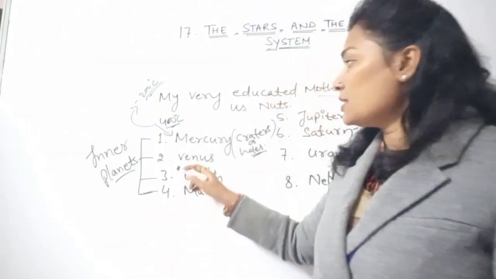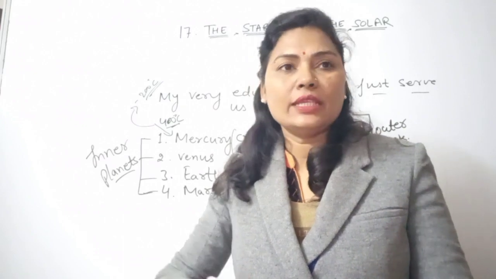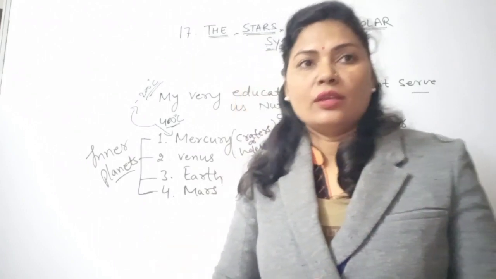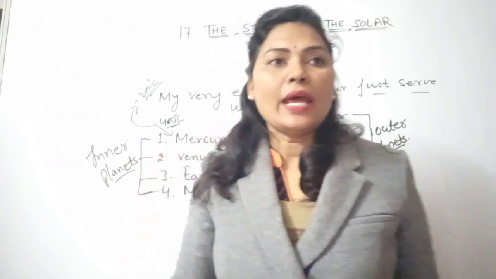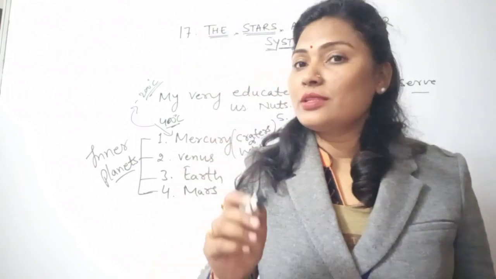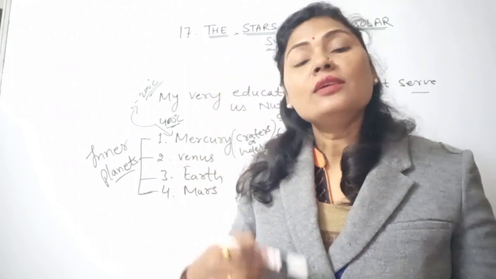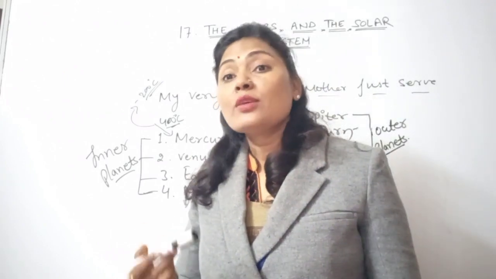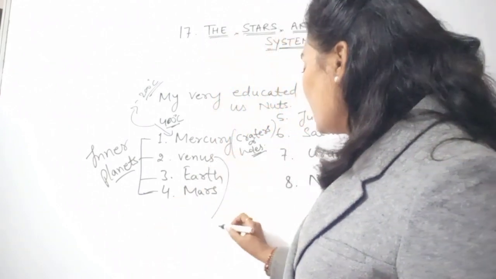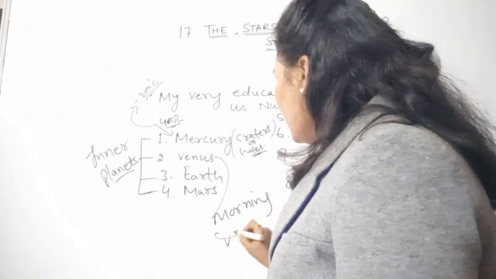So what happens? Venus is after Mercury, and it is hotter. It will be 480 degrees Celsius because of the presence of a high level of carbon dioxide in its atmosphere, and because of its cloudy atmosphere, the planet reflects 75% of the sunlight it receives and looks the brightest star. We can see the planet just before sunrise and after sunset. Venus is popularly known as morning star and evening star.